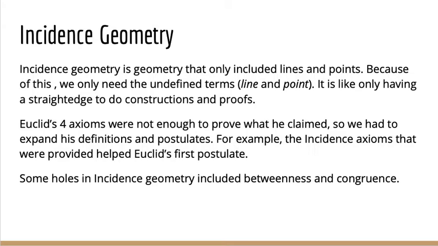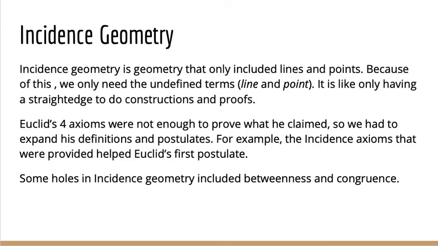We know that incidence geometry, as well as betweenness and congruence, is consistent, and that is why it is important for our axiom system. Although incidence geometry provides a better foundation than Euclid's 4 postulates, there are still some holes in it. First off, a point lying between 2 points is not defined. This comes later when betweenness is introduced.